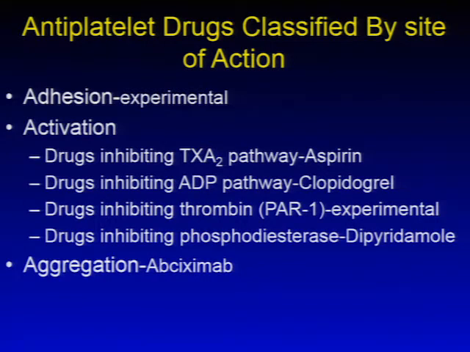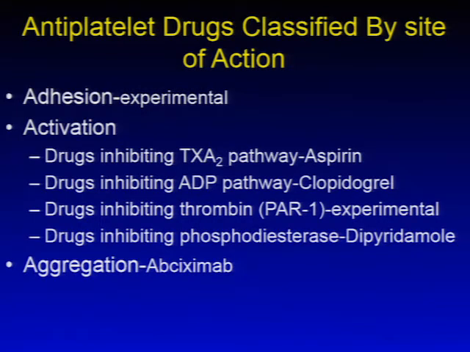Adhesion, we don't really have a whole lot of prototypical examples, and these drugs are still in the experimental phase. Activation, drugs are numerous, and they include drugs that inhibit the thromboxane pathway, such as aspirin. There's drugs that inhibit the ADP pathway, such as clopidogrel or Plavix. There's drugs that inhibit the thrombin, PAR1 pathway. Those are still in the experimental phase.